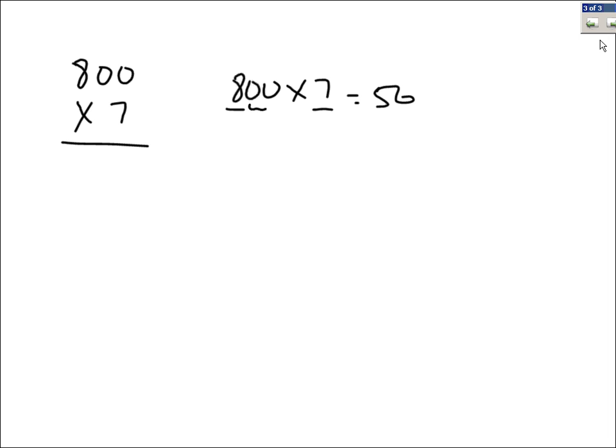8 times 100, 800. You want to multiply this by 7? I claim that you can just multiply 8 times 7, get your answer, and then add on 2 zeros. And there's the 2 zeros again. 7 times 0, 7 times the second 0, 0. 7 times 8, 56.